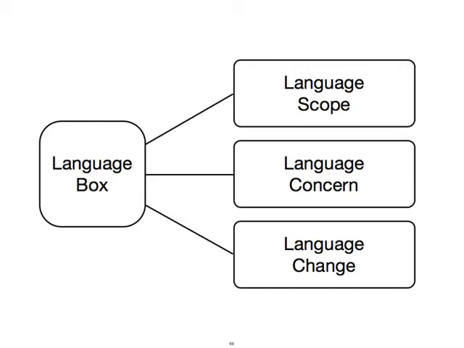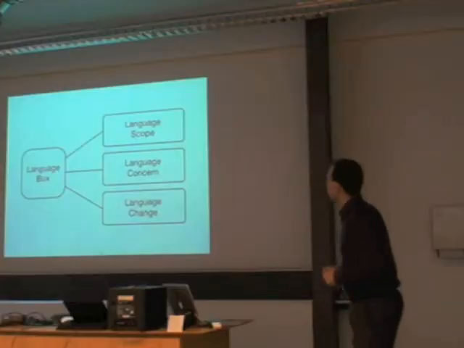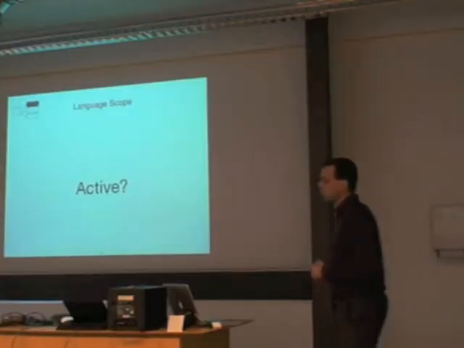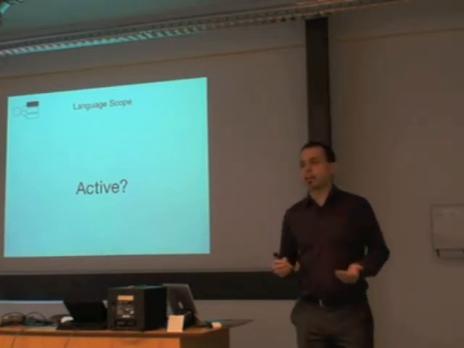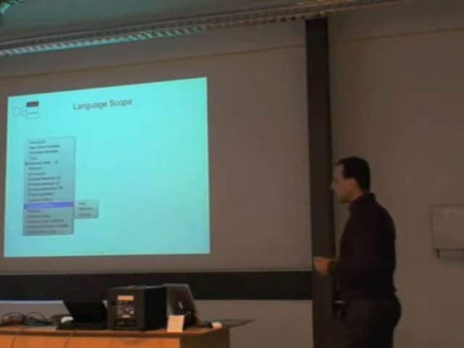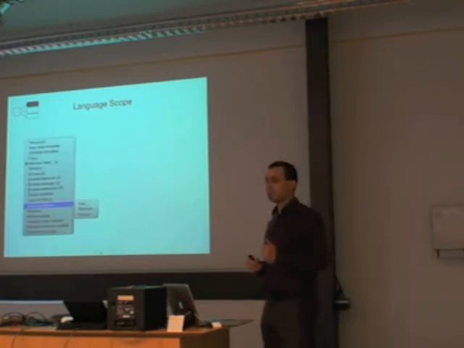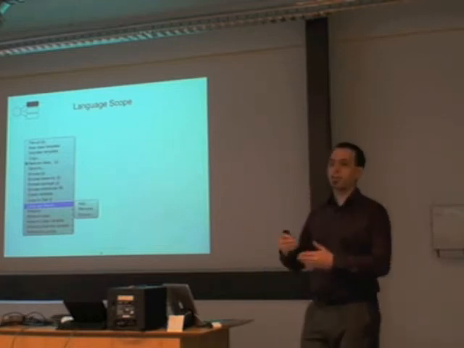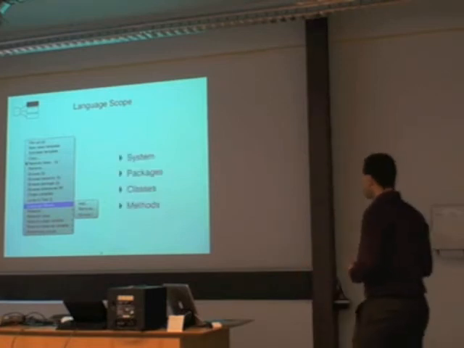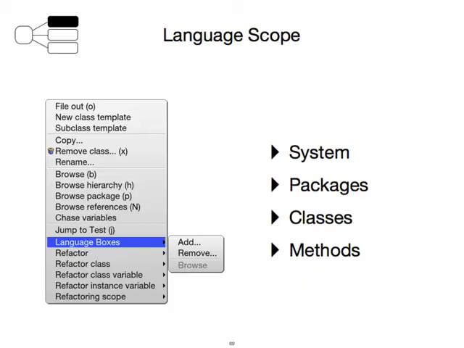And I'm going to quickly go through these three things and explain how that exactly works. So the language scope is the most simple thing. It basically answers the question, when is a language box active, or where is a language box active? And that can be defined from two sides, either from the user, so the user can import or add a language box to his code, or it can be also defined from the language box itself, so a language box can say, okay, I'm enabled in the complete system, or just in some packages, some classes, or some methods.